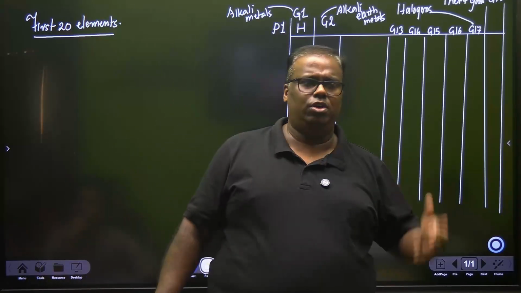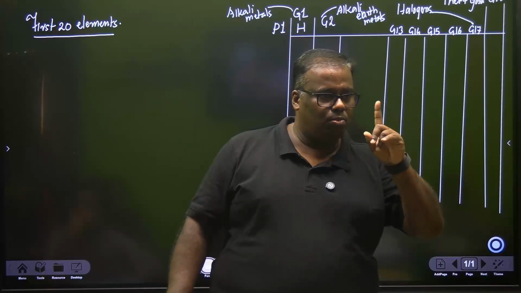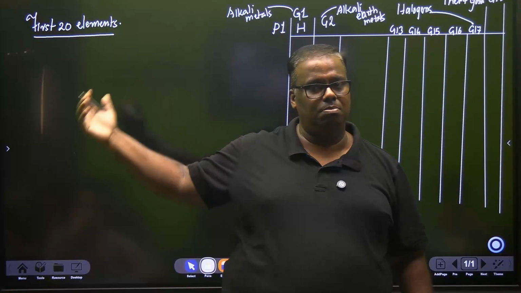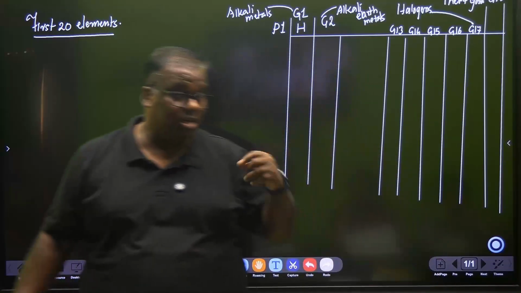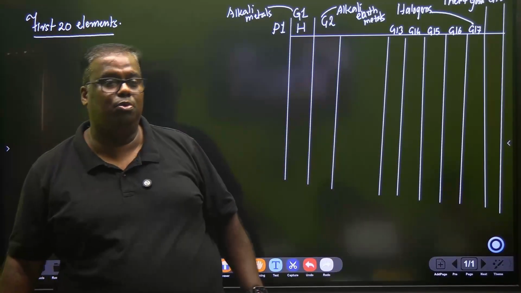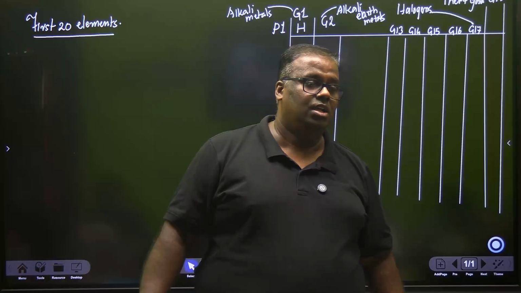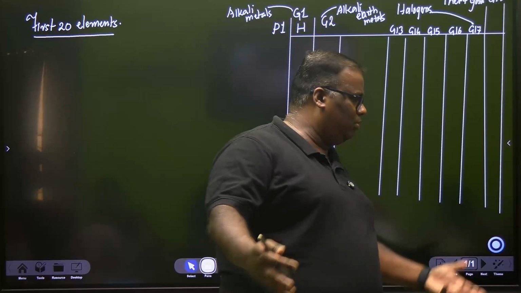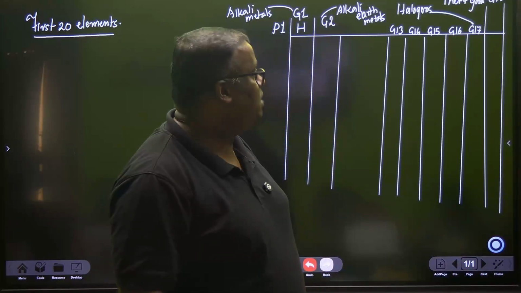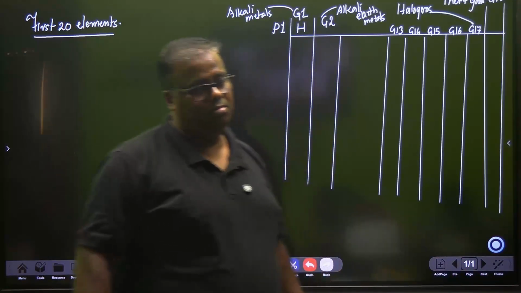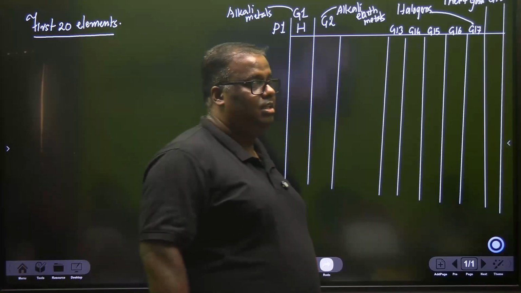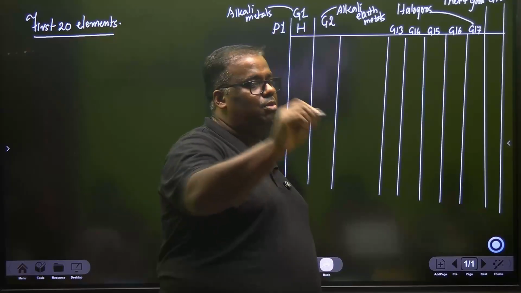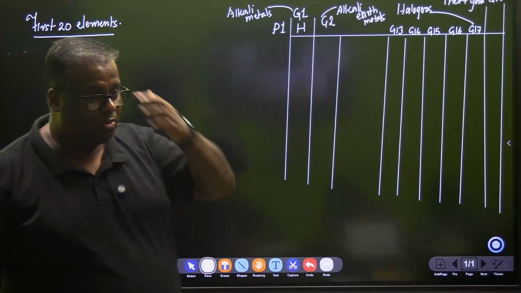In the entire periodic table, there is only one liquid which is assigned to non-metal and one liquid to the metal side. The only liquid non-metal is bromine, B-R-O-M-I-N-E, or bromine, whatever you say. Its symbol is Br. The only liquid non-metal. The only liquid metal is mercury.